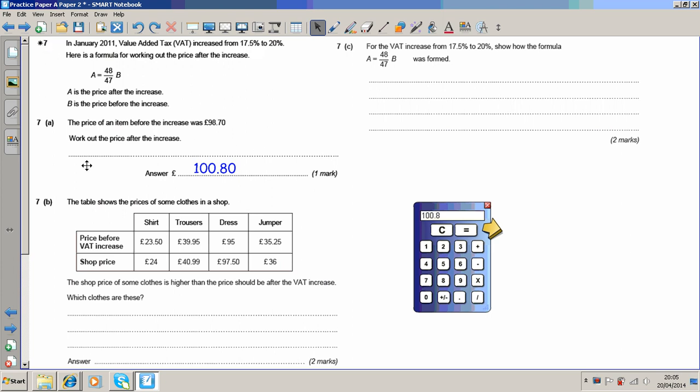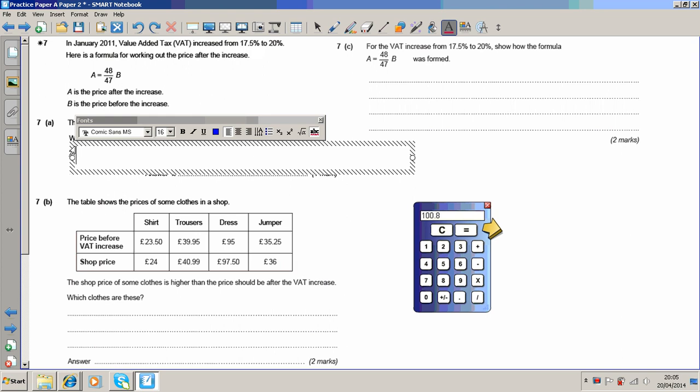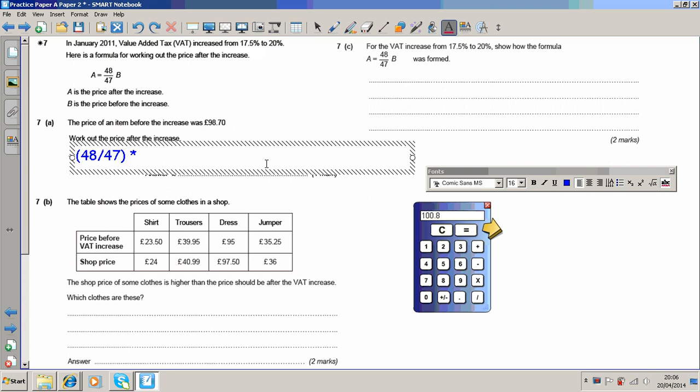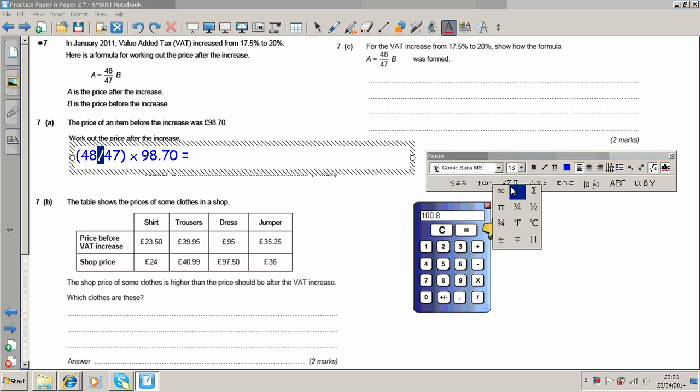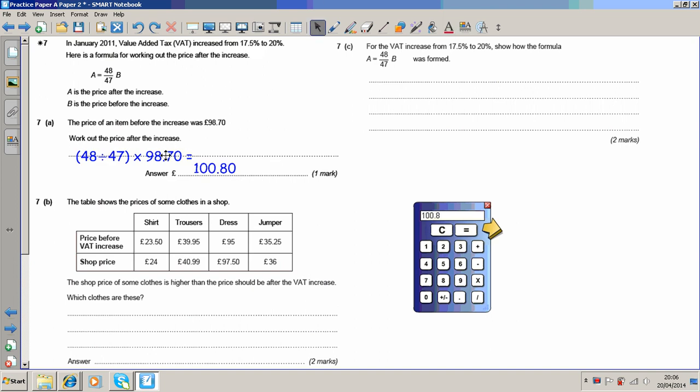Okay, now because of the star on there, I'll be tempted to write that working out down as well. So 48 divided by 47 times by, forgot what it was now, £98.70 equals, then we're there.